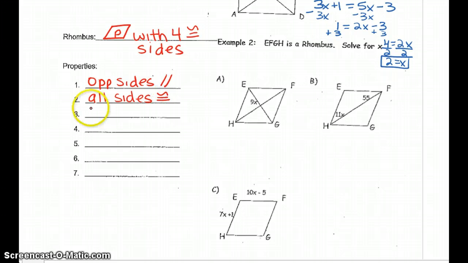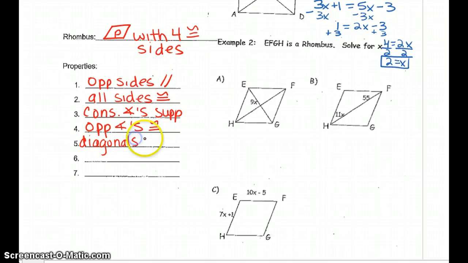The third property, consecutive angles supplementary. The fourth property, opposite angles congruent. The fifth property, diagonals bisect each other. Sixth, diagonals bisect angles. And 7, the diagonals are perpendicular.